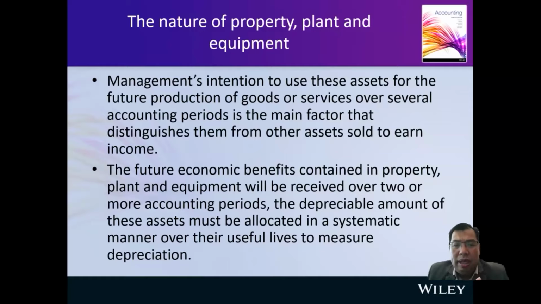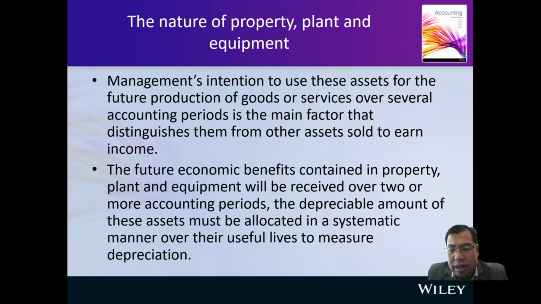At the same time, if you are involved in selling and buying delivery equipment or vehicles, that item will be classified as inventory, as a current asset rather than property, plant, and equipment. So the future economic benefit contained in the PPE will be received over 2 or more accounting periods, maybe more than 1 year, 3 years, 4 years.